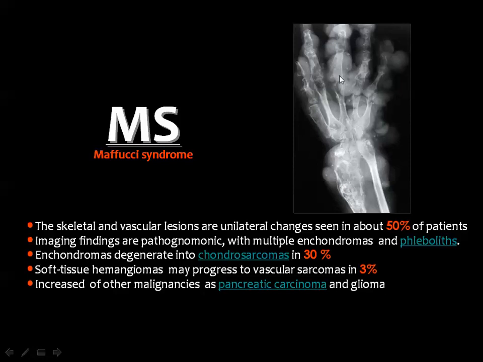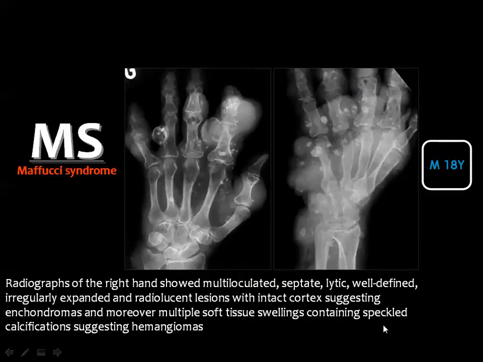Enchondromas are multiple expanding lesions in the bones with matrix calcification, as you all know. Enchondromas in Maffucci syndrome and Ollier disease may be complicated by chondrosarcoma in about 30% of the cases. Then this disease may also predispose to an increased incidence of other malignancies like pancreatic carcinoma and glioma.